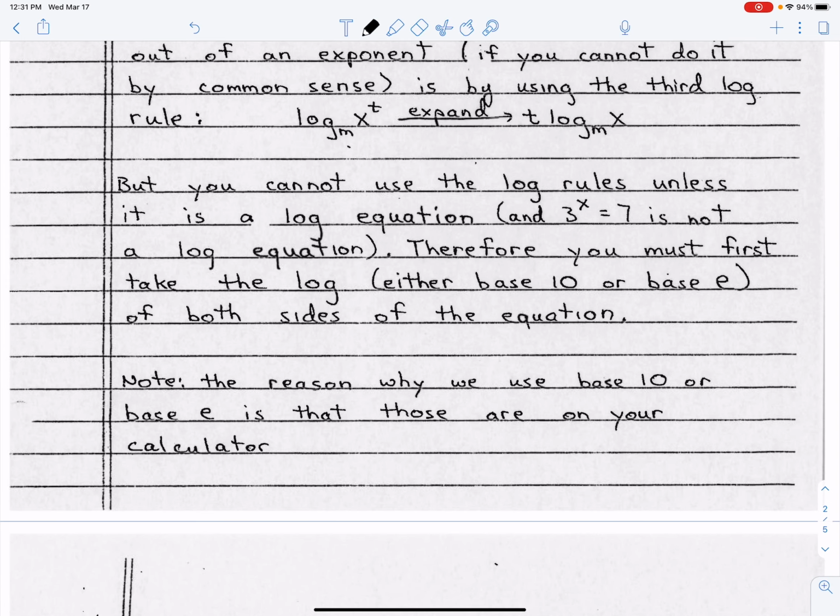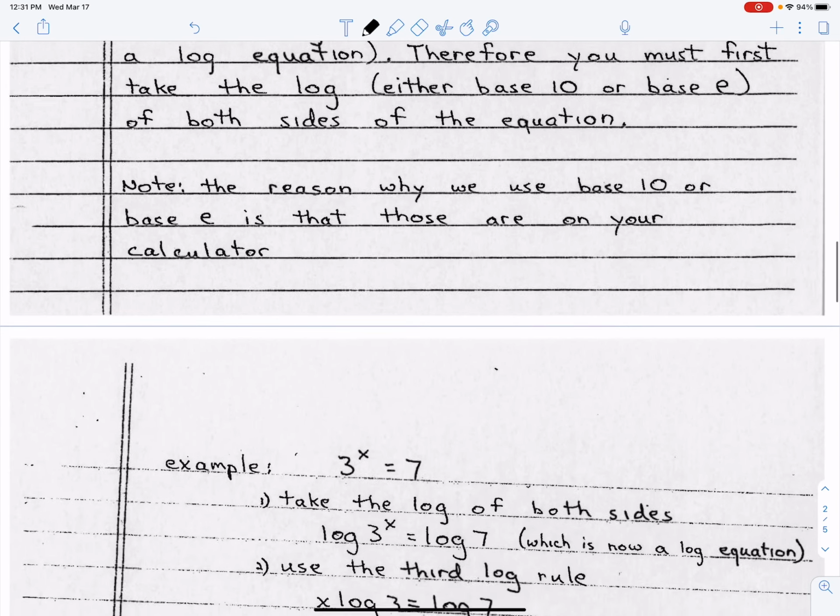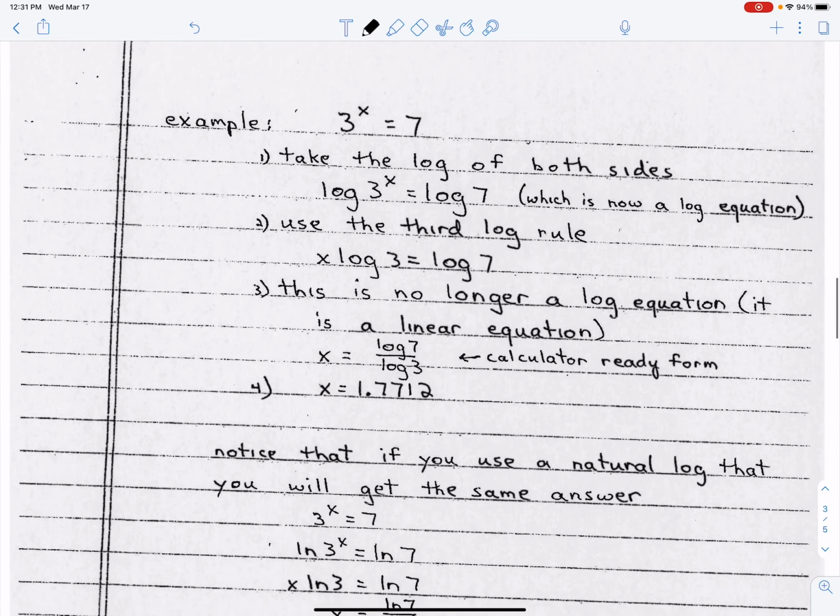Now, why are we going to use log base 10 or log base e? Because those are the ones on your calculator. So what are we going to do? We're going to take the log of both sides of the equation, right? We're not multiplying by the word log or logging it, okay? All right, now it's a log equation, okay?